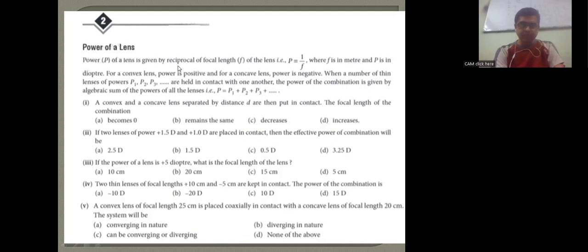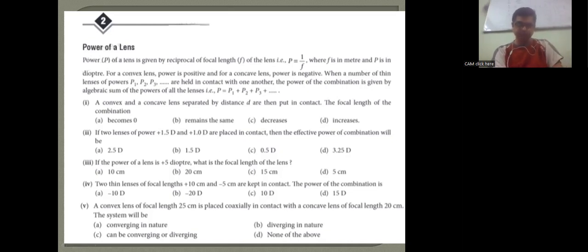Now come to the case study. Power of a lens is given by reciprocal of focal length of the lens, that is P equals to 1 by f, where f is in meter and P in diopter. For a convex lens, power is positive, and for a concave lens, power is negative. When a number of thin lenses, power P1, P2, P3, are held in contact with one another, the power of the combination will be given by algebraic sum of the power of the lenses, that is P equals to P1 plus P2 plus P3 and so on.